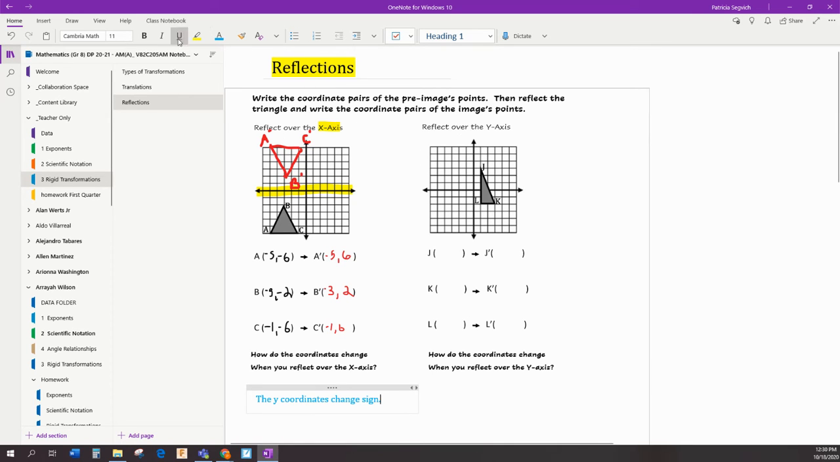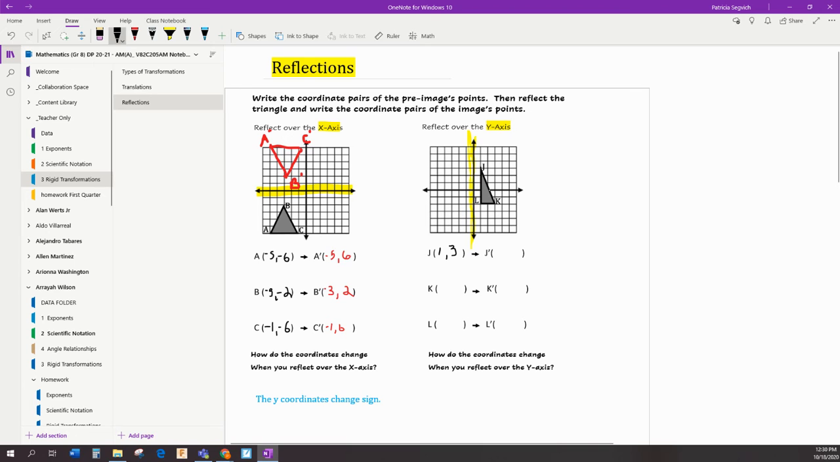Now let's reflect across the y-axis. Now this is our y-axis here, right? The one going up and down, our vertical one. So we need to reflect across that. Let's start with writing our pre-image coordinates. J is right here, so let me see. Positive 1, 1, 2, 3 up. 1 to the right, 3 up. So that's a positive 1, positive 3.